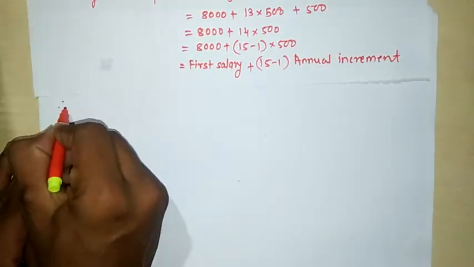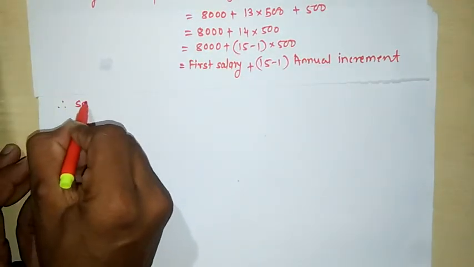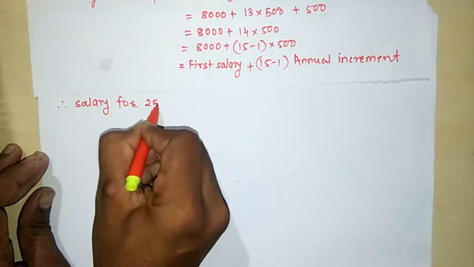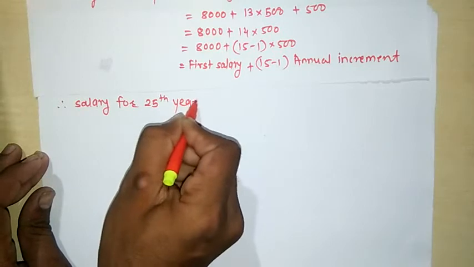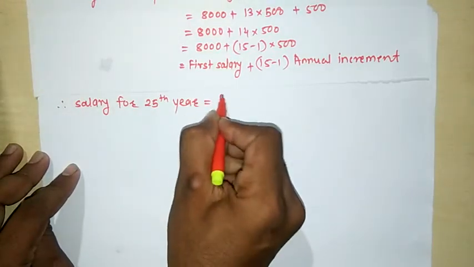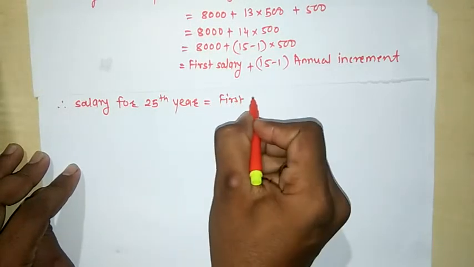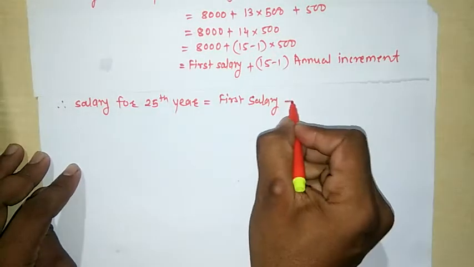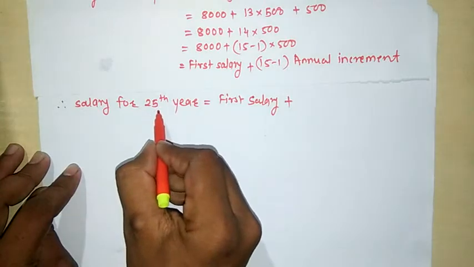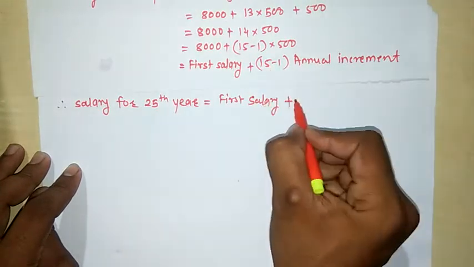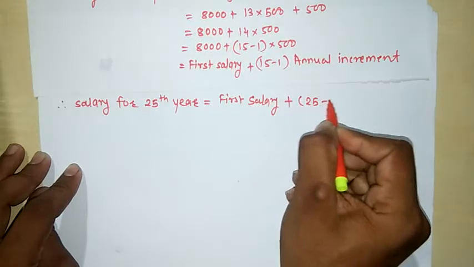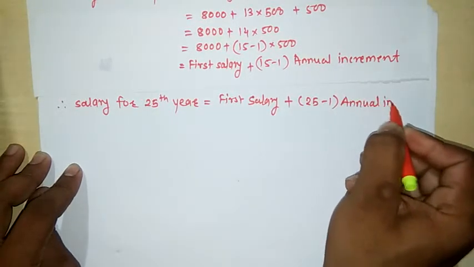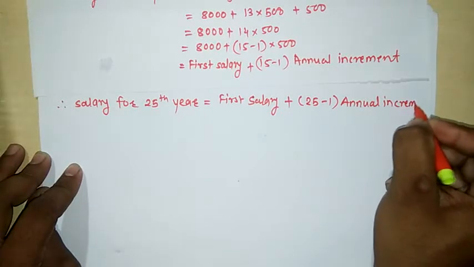Therefore, the salary for the 25th year. What will the 25th year salary be? That is the first year salary, plus, now here we are calculating the 25th year salary, therefore instead of 15 we have to write 25 minus 1 into the annual increment. What will the annual increment be? That is 500.